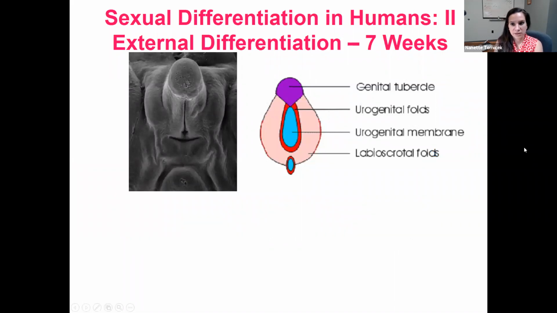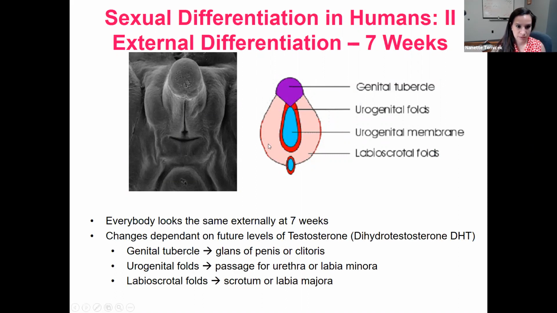Okay, now let's look at the external genitalia. So this would be sexual differentiation in humans, but now we're looking at those external structures. So we need to give a couple of names here, right? Again, we're already comfortable with the fact that everybody looks about the same internally and externally at 7 weeks. So what does the anatomy look like?